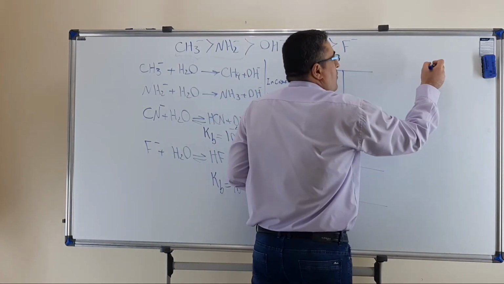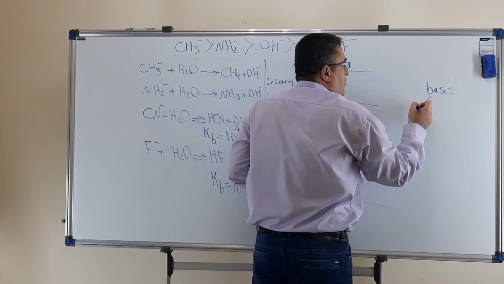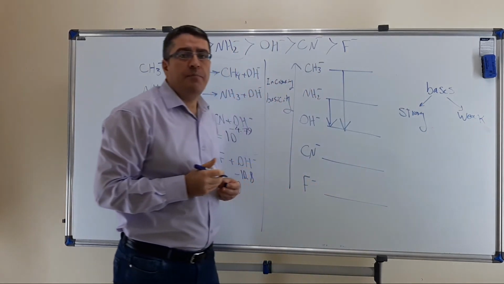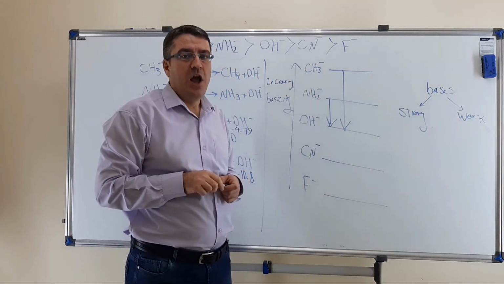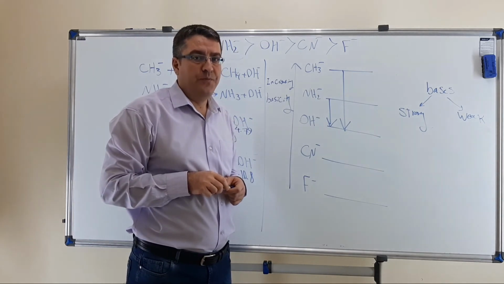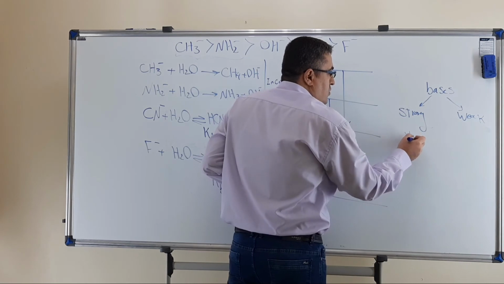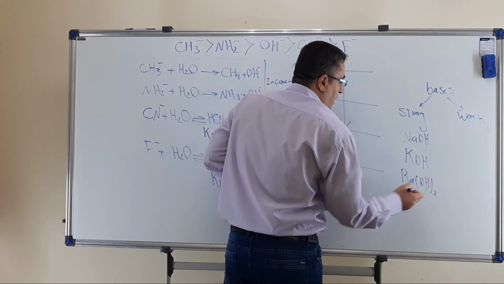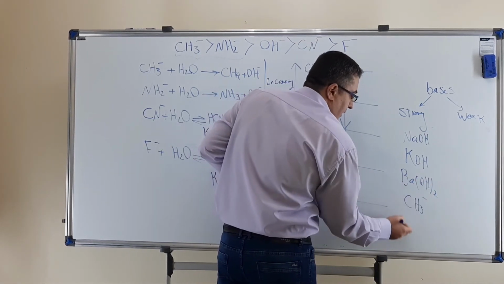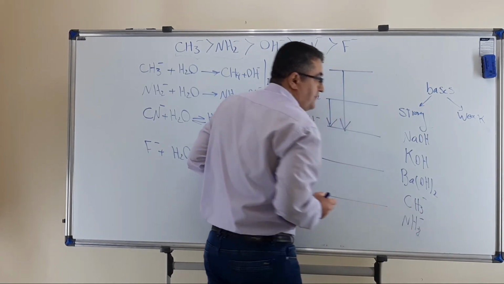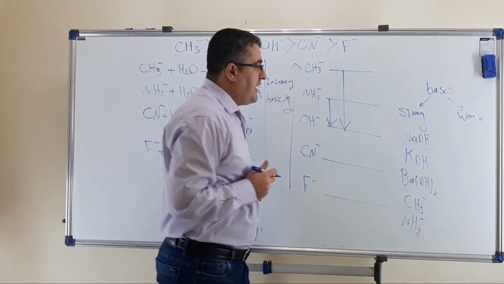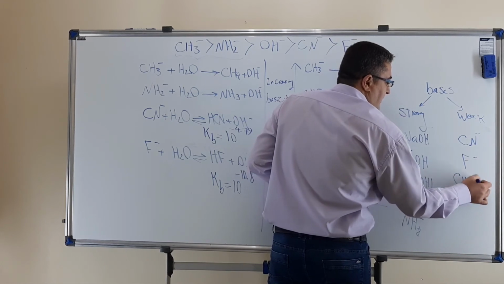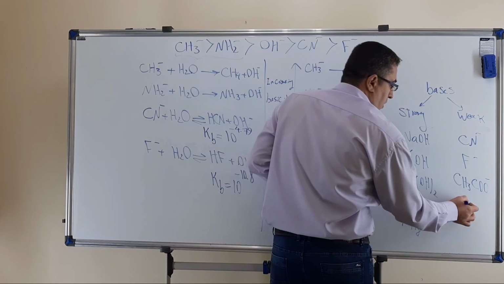Like acids, we can also categorize bases into strong and weak ones. For strong bases, the base dissociation reaction is complete, while for weak bases, it is not so. Strong bases such as sodium hydroxide, potassium hydroxide, barium hydroxide, amide anion, methanide anion, and so on. Weak bases such as cyanide, fluoride, acetate anion, and so on.